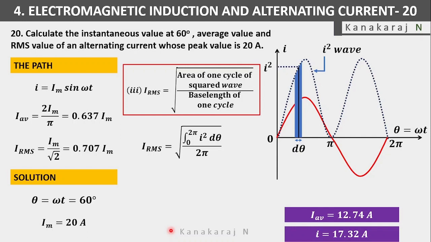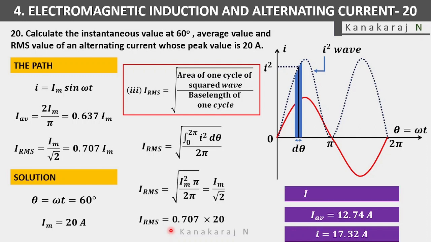We have to replace this I as Im sin omega t, then Im square sin square omega t, integration of sin square omega t. You know all these mathematical steps, and finally we get the answer: I RMS equals root of Im square pi divided by 2 pi, which results in Im by root 2, which results in 0.707 into 20. So I RMS equals 14.14 ampere.